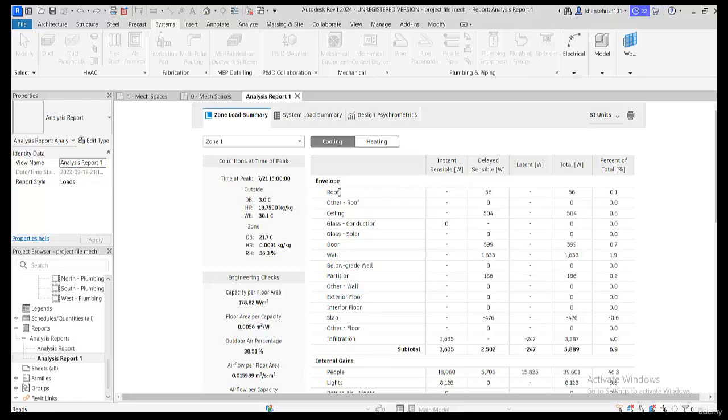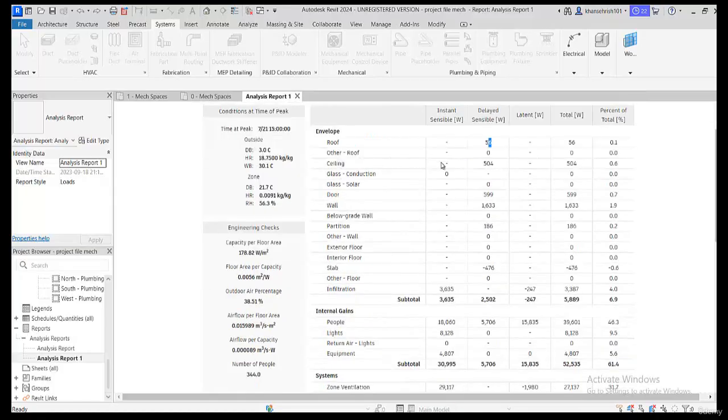From the roof we have a delayed load of 56 watt. Similarly, from the ceiling we have delayed sensible heat of 504 watt, so the total is also 504 watt. Through the door 599 watt of heat is transferred. From the wall 1633 watt is transferred at 3 o'clock on 21 July. Through the partition 186 watt of heat is transferred. From the slab 476 watt of heat is transferred.